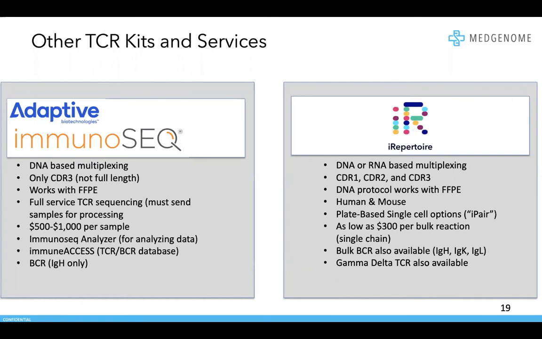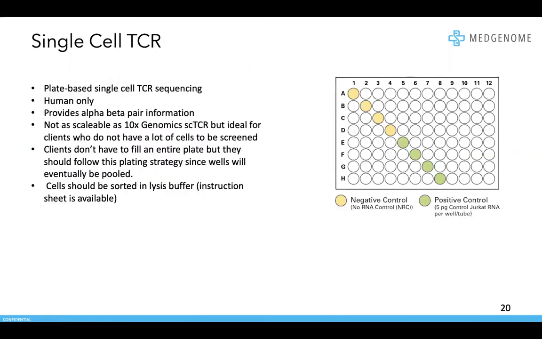Before I wrap up, I think the slides are out of order, but that's fine. One other thing I was going to discuss was the single cell TCR kit from Takara. Last time I talked about all of our 10x Genomics single cell offerings. Takara also makes a single cell kit, which is a plate-based sequencing kit.